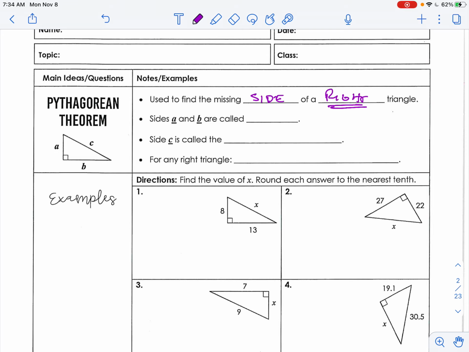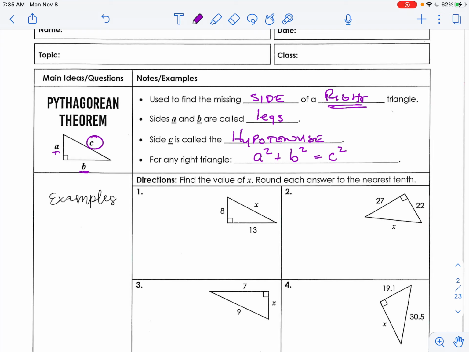So A and B are called legs. Okay, so they are interchangeable. C is called the hypotenuse. And the hypotenuse has a special place, right? It has to be in a particular spot. Again, the other two are interchangeable. If we use A's, B's, and C's, it's A squared plus B squared equals C squared. That might look familiar. We've been using that already as our distance formula, okay? Because it really finds diagonal distance on a graph.